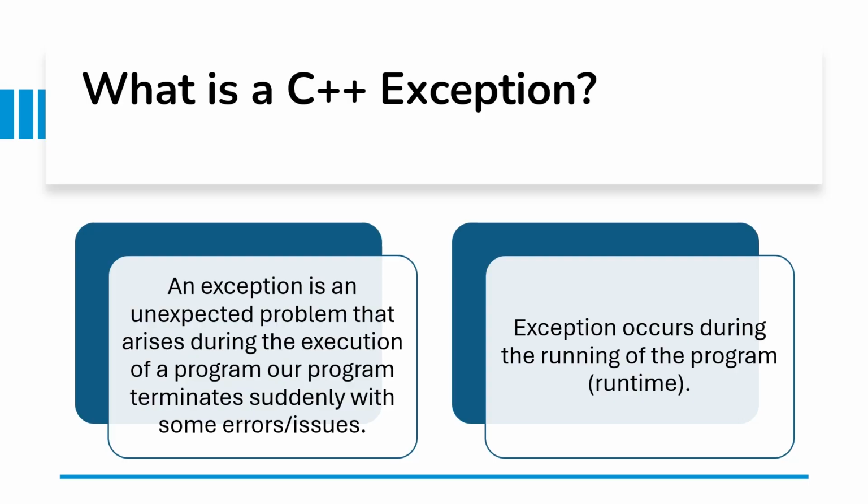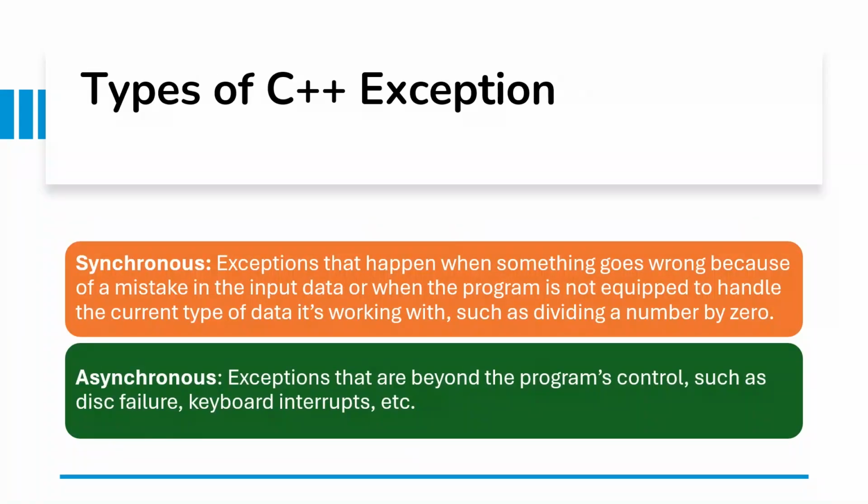This is an unexpected problem. The program may be error-free code, that is, no errors will be there. But due to some system problem, we face these unexpected problems. So suddenly we just terminate the program. An exception occurs during the runtime of the program, while the program is running.